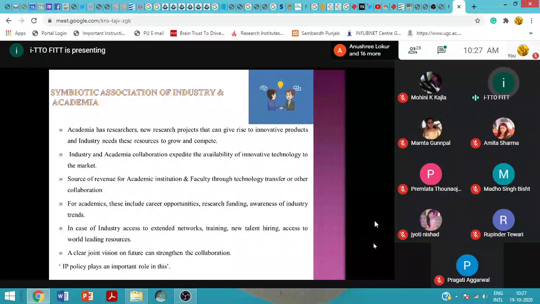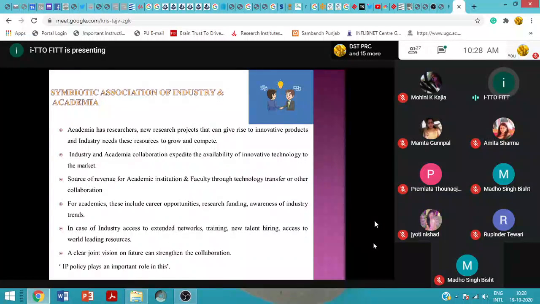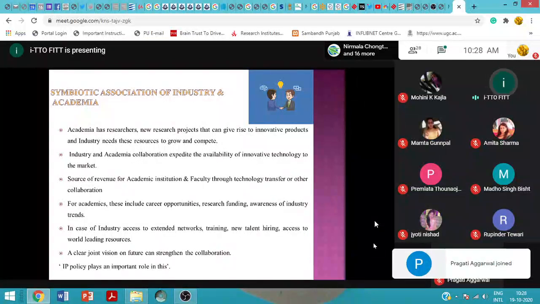When academia and industry collaboration occurs, it can expedite the availability of innovative technology to the market, because researchers at the academic institution are engaged in research, and they have knowledge and ideas, and they can give that knowledge to the industry, and industry has the workplace to manufacture and of course the funds.